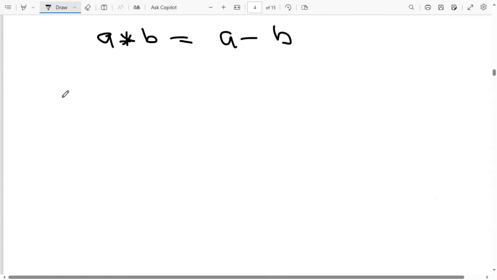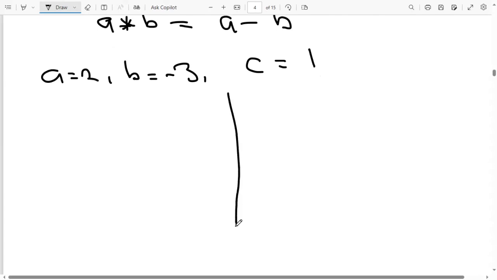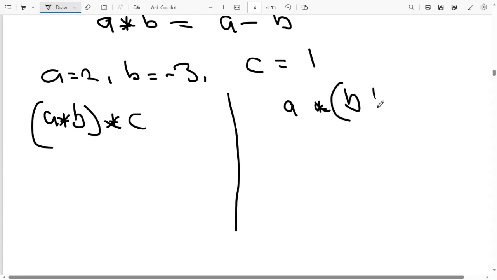Okay, so we said our A was 2, our B was what? -3, and then we are going to introduce a third letter, which is C, and then just say that C is 1. Okay, so what do we want to prove? We want to prove that (A star B) star C is equal to A star (B star C). You can see that on this one we have the brackets on B and C, and on this one we have the brackets on A and B.